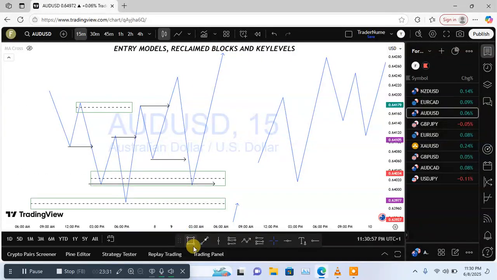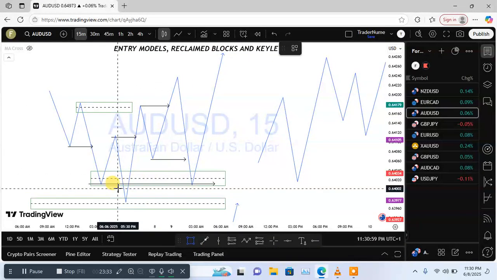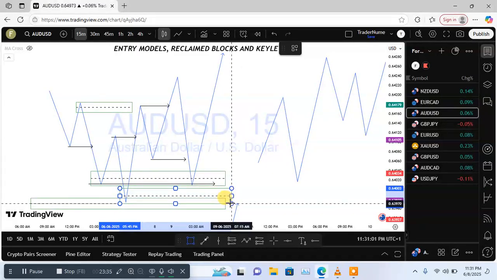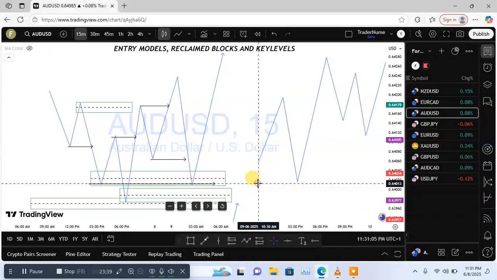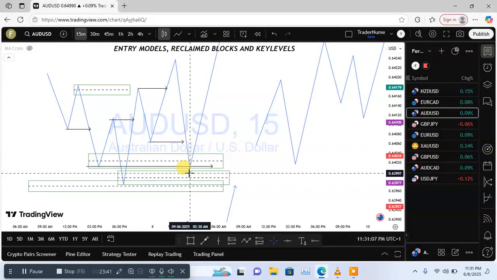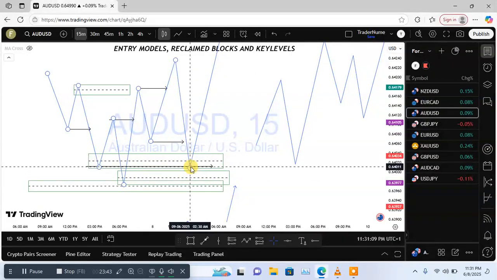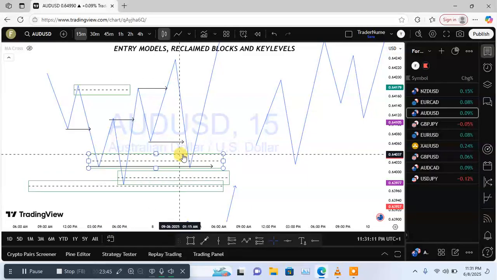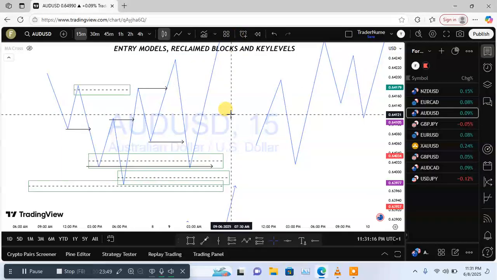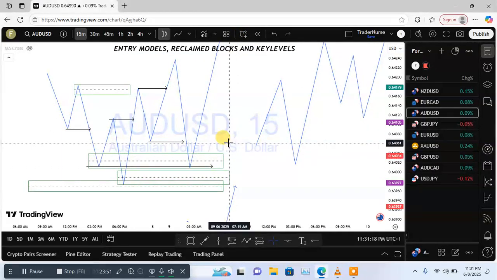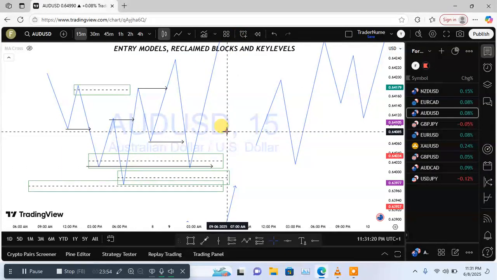Sometimes price might not even come to this demand zone because there might be a demand zone. Even if price comes to it, you might miss the entry because price might just give a sniper entry and you might not be tagged in. But if you enter through the reclaim block, you'll be tagged in and price will shoot off. You understand?